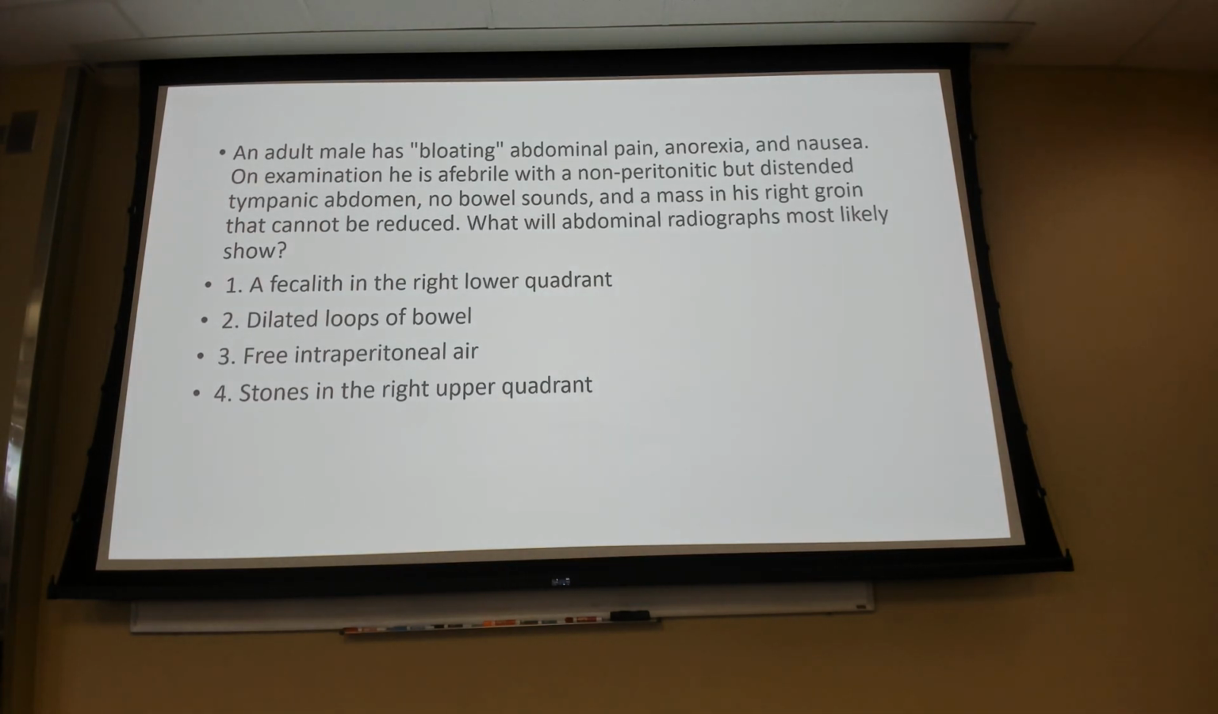All right, a male has bloating, abdominal pain, anorexia, nausea, afebrile, non-peritonitic but a distended tympanitic abdomen, no bowel sounds, and a mass in the right groin that cannot be reduced. What do you guys think you'll see on plain films? And we obviously just talked about it. So the multiple dilated loops of small bowel are what you're going to see on your exam for an obstruction. Obviously this one has a hernia as well, and it can't be reduced, so you got to worry about strangulation at that point.